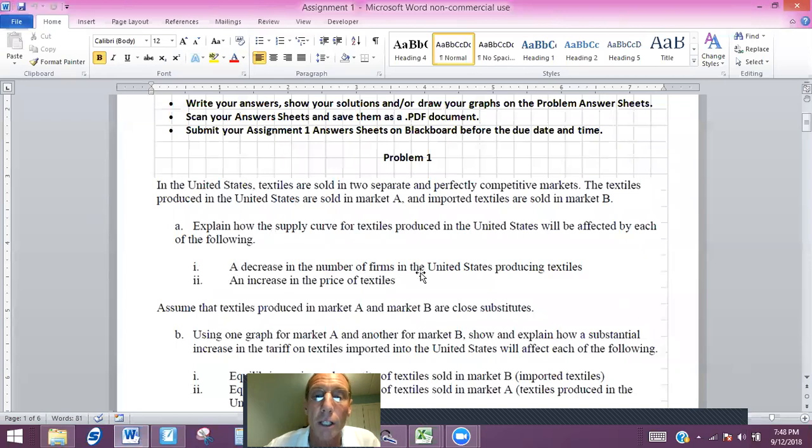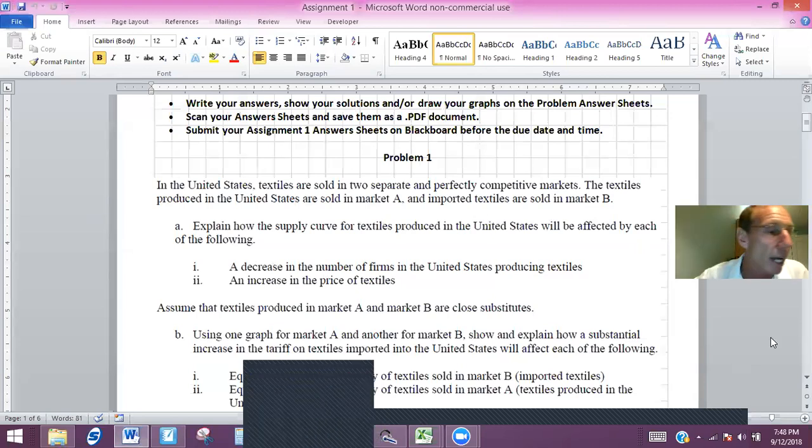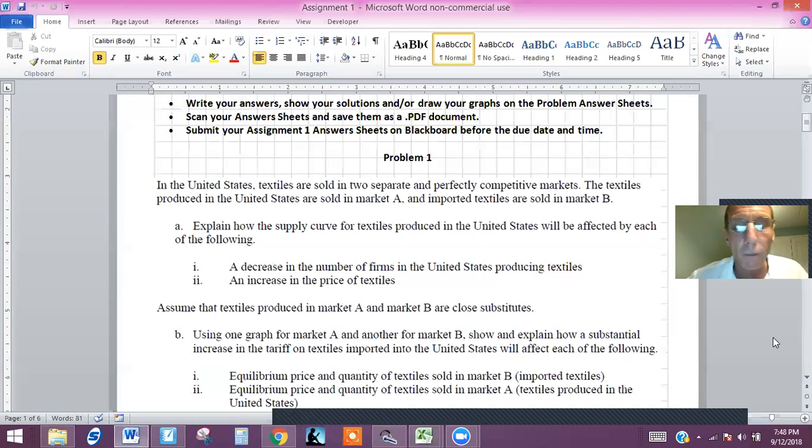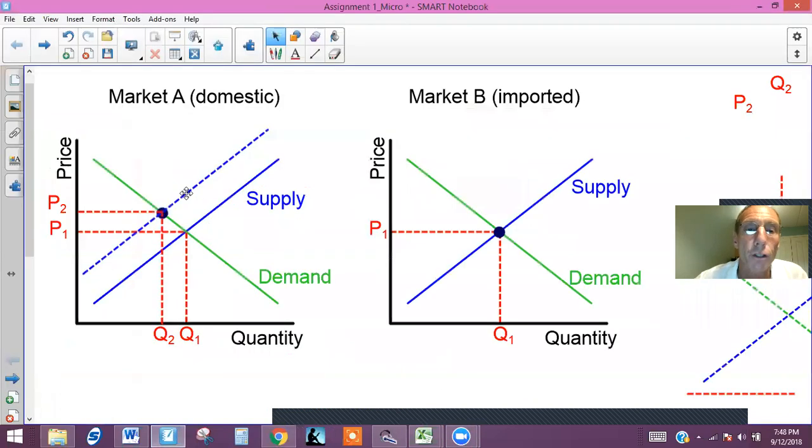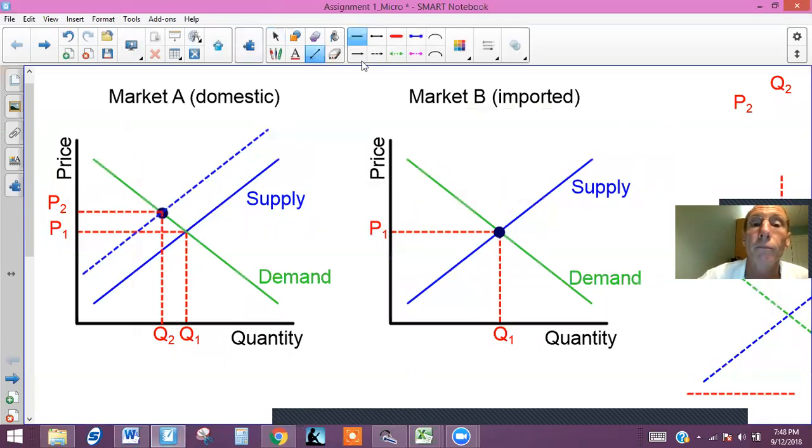A decrease in the number of firms. That is a variable outside the model, which means the curve has to shift. If anything changes outside the model, the curve shifts. So if something changes supply other than price and quantity, the supply curve has to shift. Which meant that the price went up. So that's the second thing that happened, okay? Price went up. Shift right here, right?